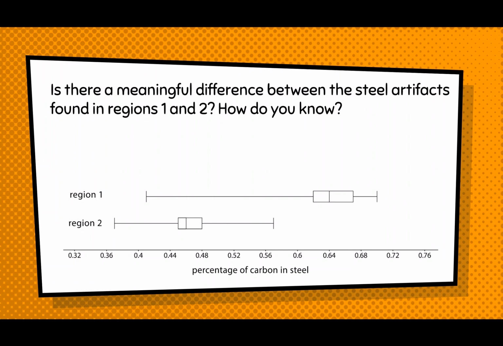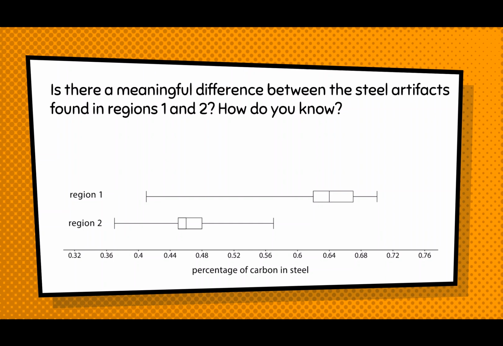So then, based on what we've already thought about, is there a meaningful difference between the steel artifacts found in region 1 and region 2? And how do we know? So again, pause, try to answer it, come back.